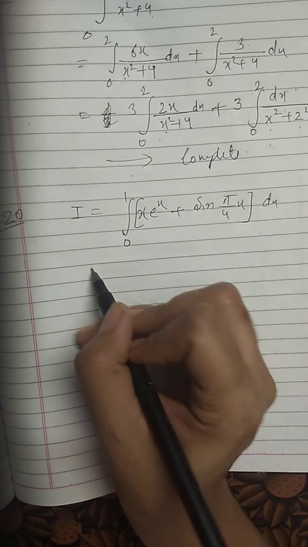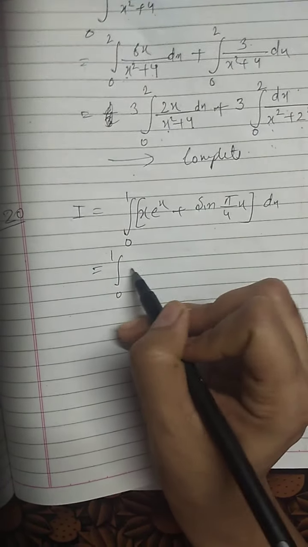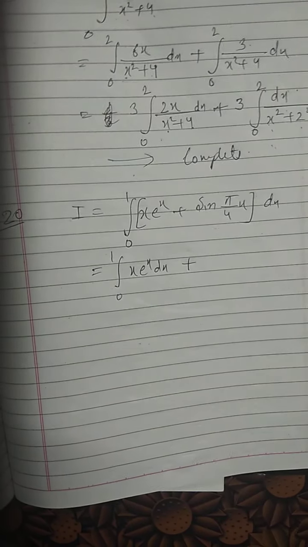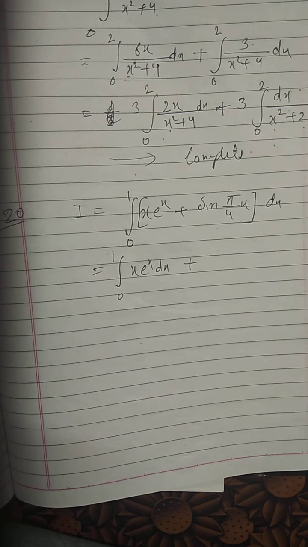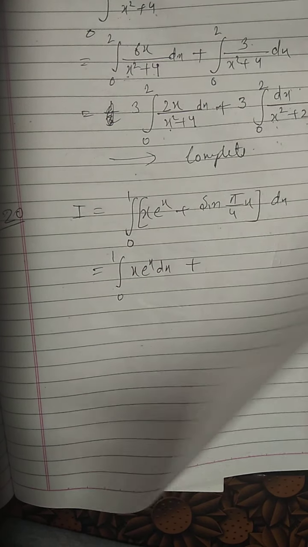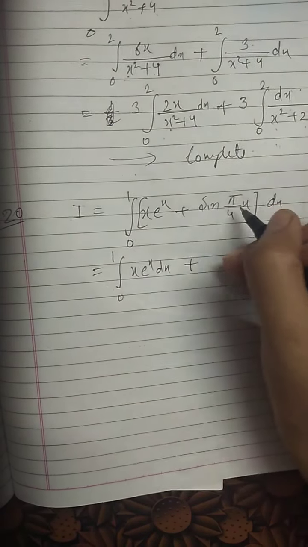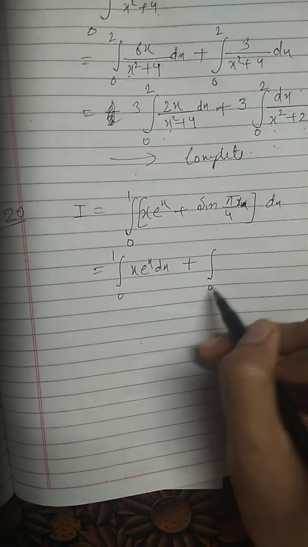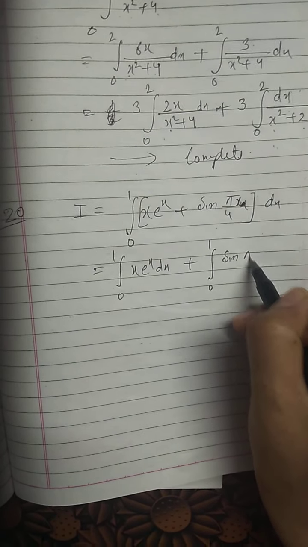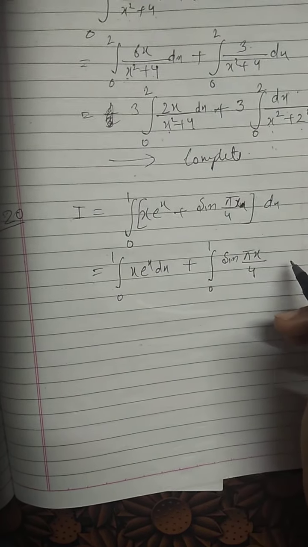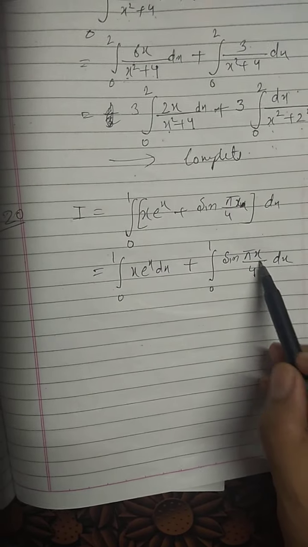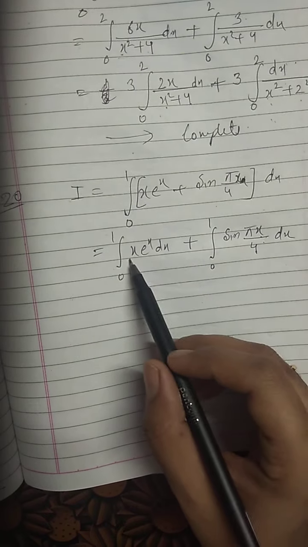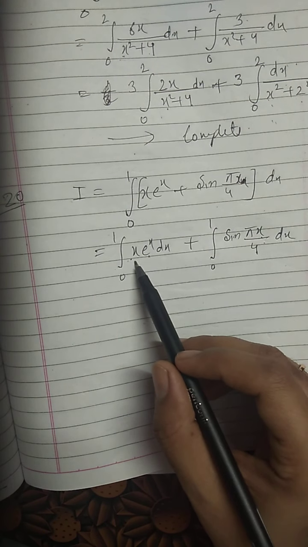Let us separate the integral: 0 to 1 x e raised to pi x dx plus sine pi by 4 x. It is given sine pi by 4 x, and this x is actually in the angle. Okay, so the next integral is 0 to 1 sine pi x by 4. It is given like this. x is the part of the angle. Okay, so here x into e raised to pi x, product of two terms.